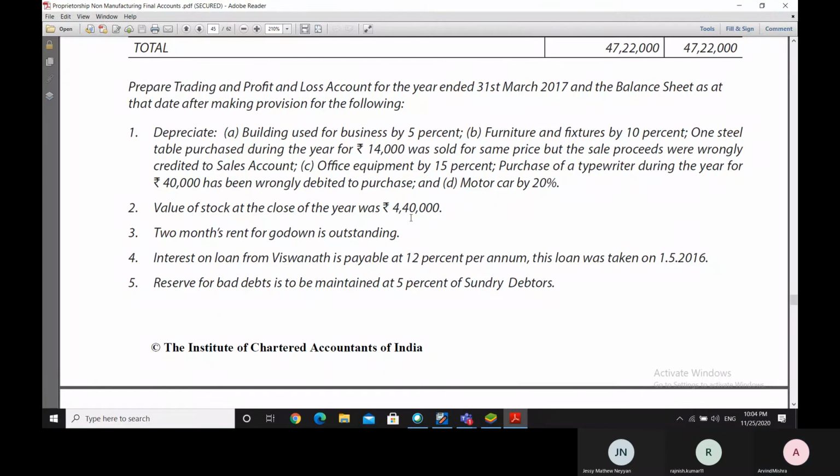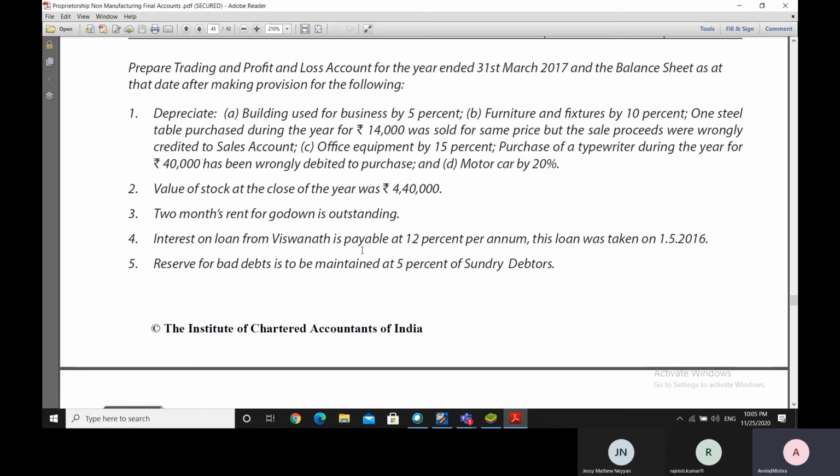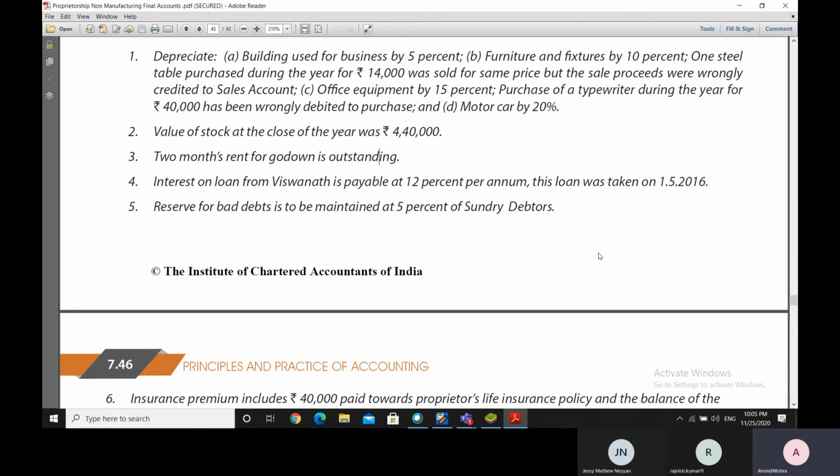And in terms of rent, the godown rent, which is outstanding, is 2 months' rent. It is outstanding rent, not yet paid. Interest on loan has to be provided for at 12% per annum. This loan was taken on 1/5/2016. And reserve for bad debts is to be maintained at 5% of the sundry debtors.